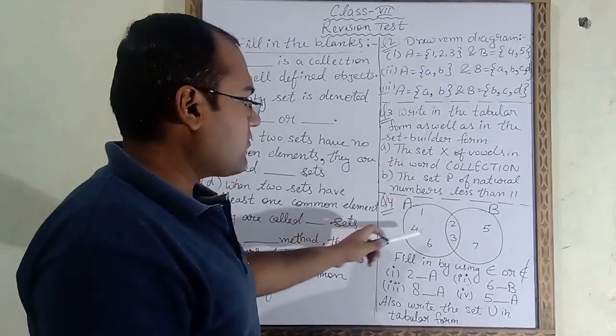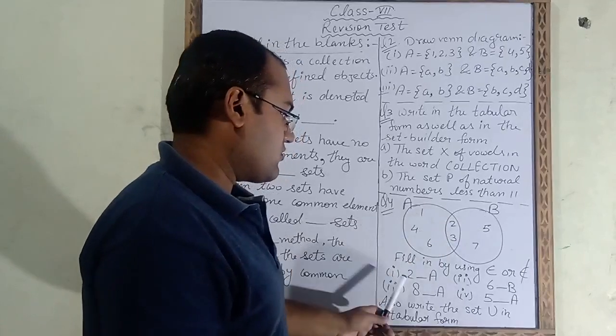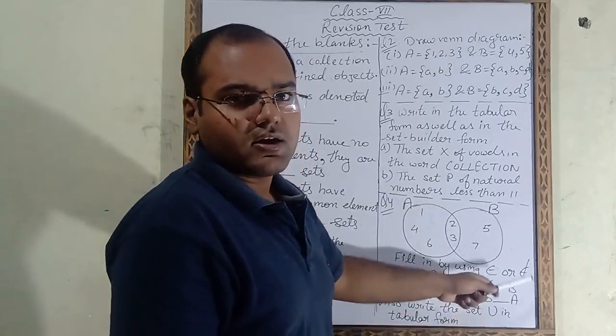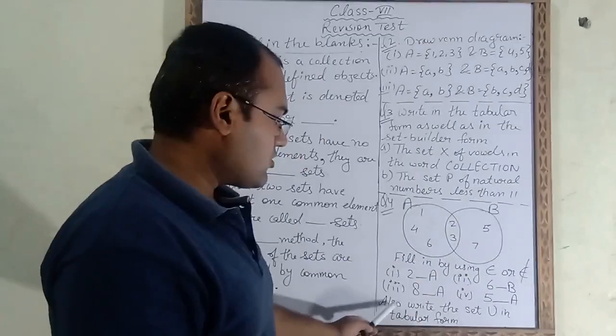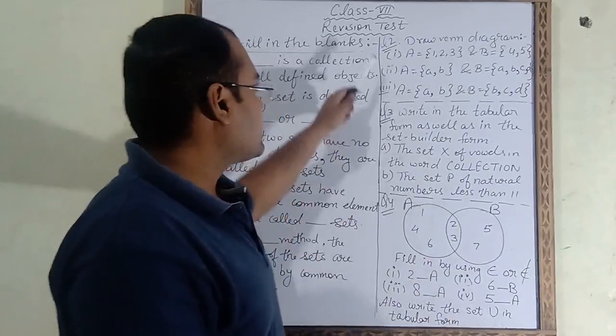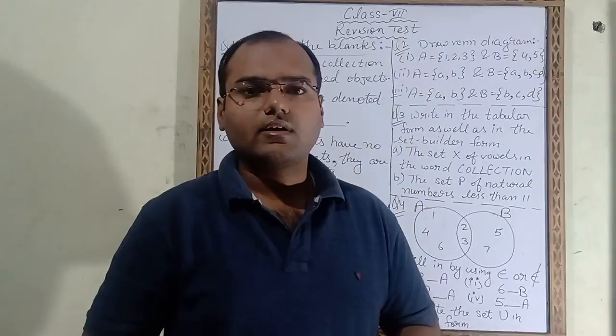You have to write both the parts in tabular form as well as in set builder form. And the next question is of Venn diagram. You have to check this Venn diagram and after that fill in the blanks. You have to fill in belong to and not belong to, and also write the universal set in the tabular form. So this is the small test that you have to do in your fair copy.